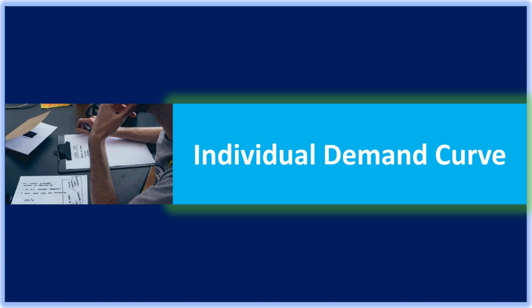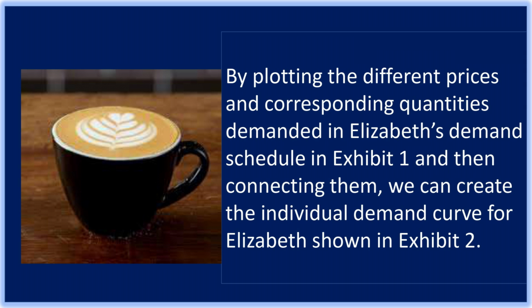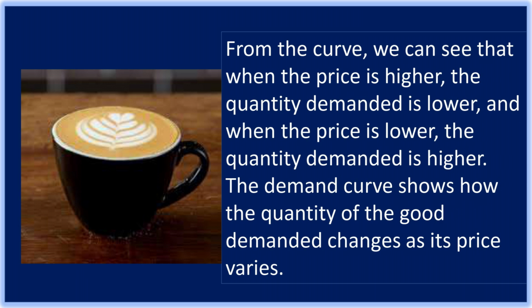And lastly, the individual demand curve. It is the graphical representation that shows the inverse relationship between the price and the quantity demanded. By plotting the different prices and corresponding quantities demanded, we can create the individual demand curve. In that curve, we can see that when the price is higher, the quantity demanded is lower, and when the price is lower, the quantity demanded is higher. So, meaning to say, the demand curve shows how the quantity of goods demanded changes as its price differs.